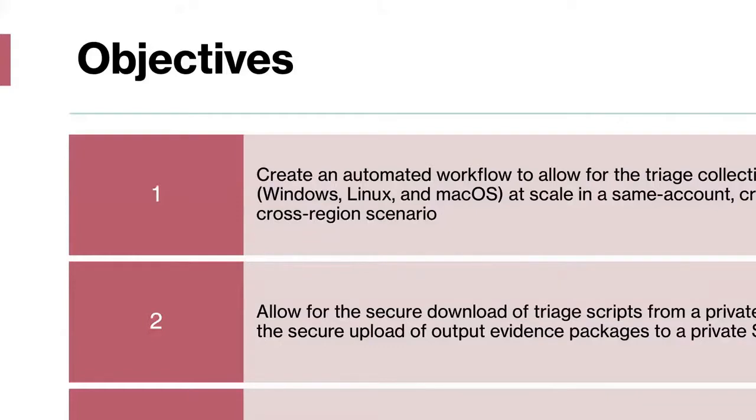So with that, let's talk through some of the objectives of the solution when it was in its early design stages. The first one may seem pretty obvious, given that this is a triage collection workflow, but we needed to design an automated workflow to allow for the triage collection of EC2 instances at scale. It needed to tailor to Windows, Linux, and Mac instances, since you can spin up all three of those on EC2 instances. And it needed to work in a same account, cross account, and cross region scenario.